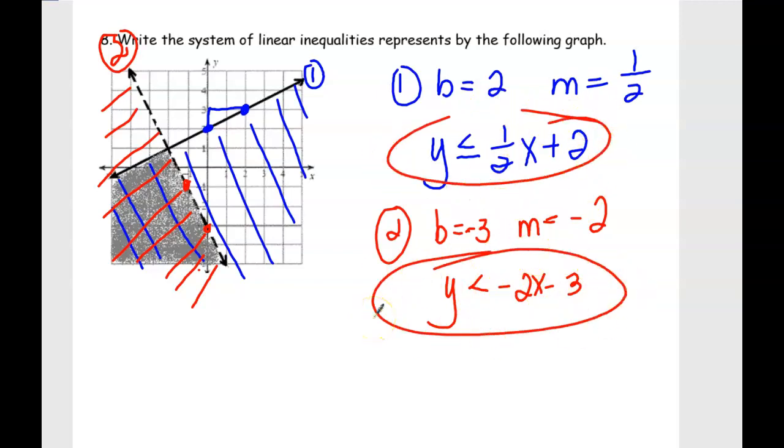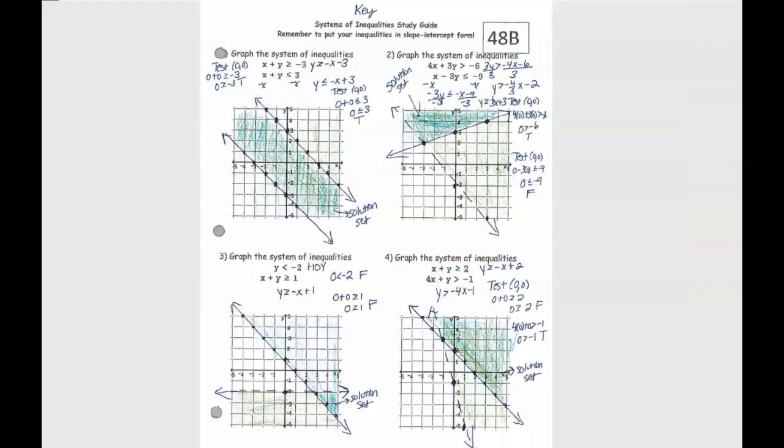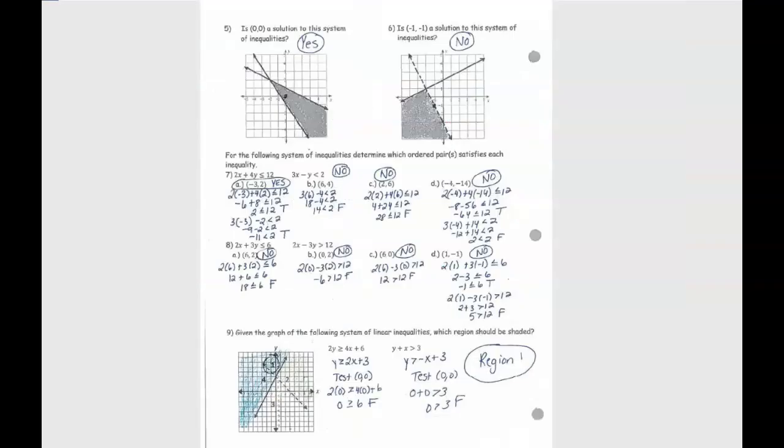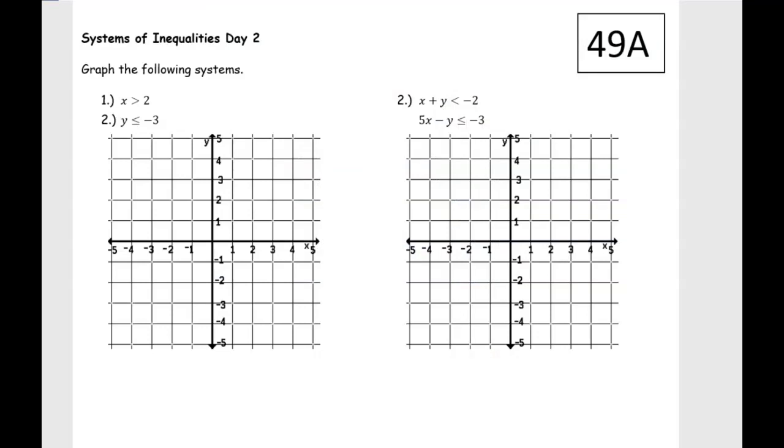All right, moving on to our notes today. So homework is out there. The key is there if you want to look at yours from last class. All right, we're going to start with a quick review. These are just like the warm-up.